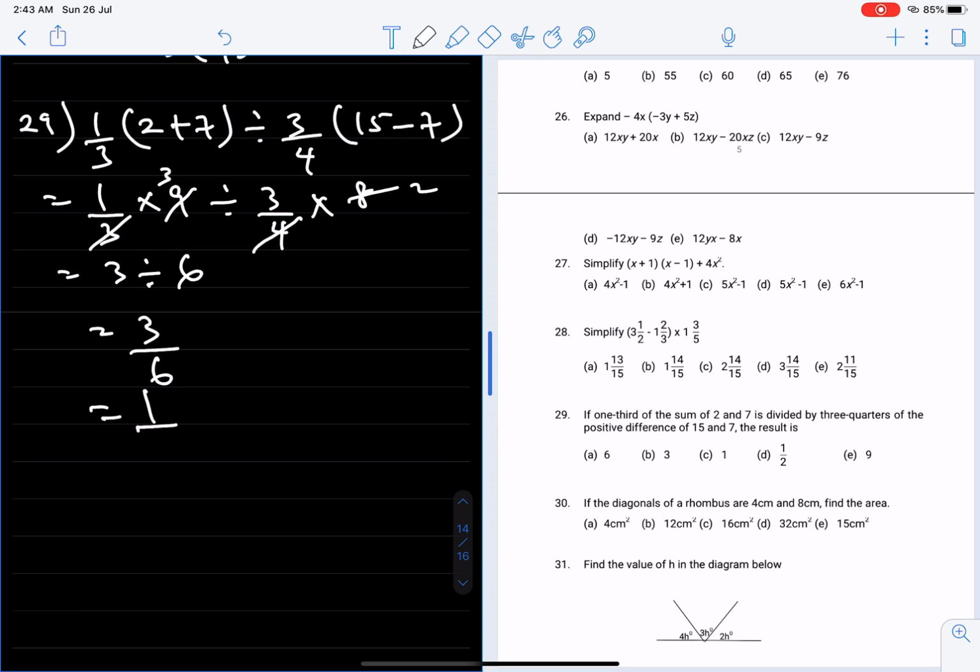3 over 6, which is 1 over 2. The correct option is D.